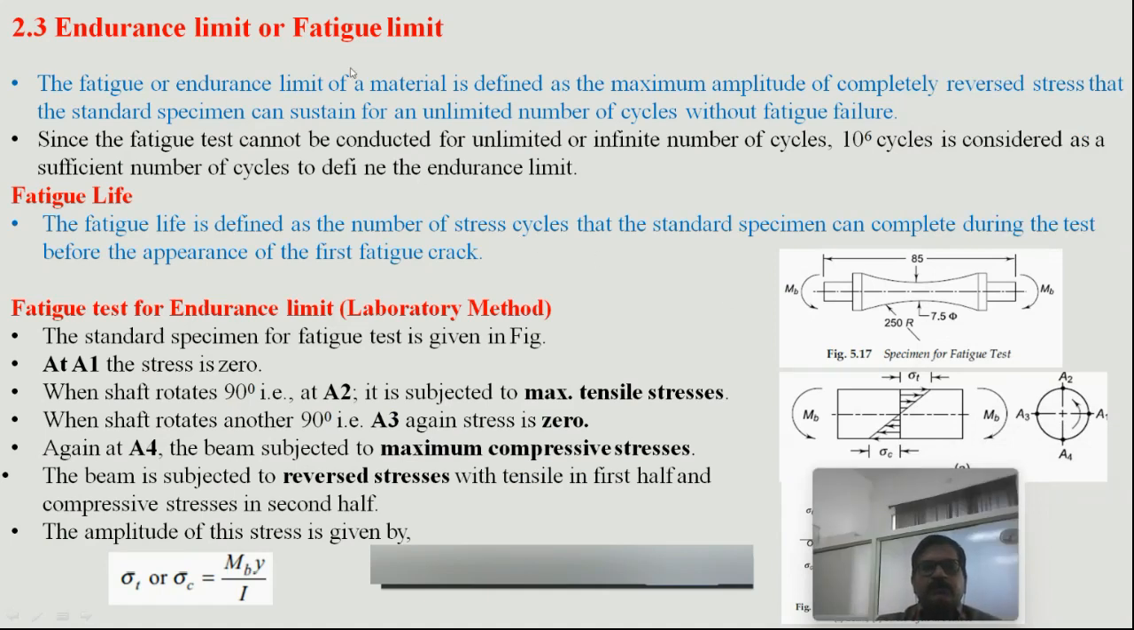The fatigue or endurance limit of a material is defined as the maximum amplitude of completely reversed stress a standard specimen can sustain for a number of cycles without failure. So the endurance or the fatigue limit of a material is the number of cycles before the failure occurs.